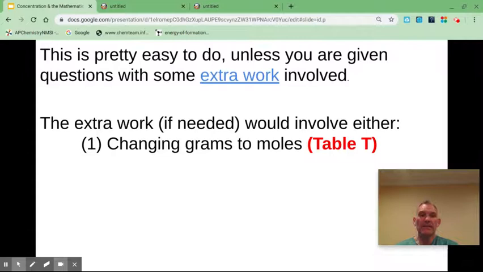One, because the formula is moles over liters, sometimes they're not going to give you the amount in moles. They will give you the grams that are in solution, and you're going to have to change it to moles. And notice, thankfully, this is also on table T. So it's something that we can look up, and it's easy to do.